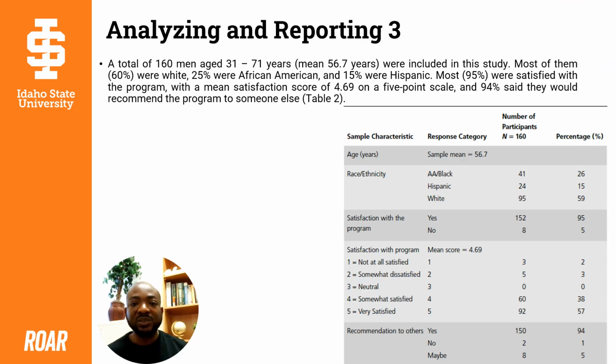And this second table shows a multi-variable table format for presenting quantitative data. And this can be reported by saying a total of 160 men aged 31 to 71 years, mean 57.7 years, were included in this study. Most of them, 60%, were white, 25% were African American, and 15% were Hispanic. Most, and that's 95%, were satisfied with the program, with a mean satisfaction score of 4.69 on a 5-point scale, and 94% said they would recommend the program to someone else. And then you conclude by making reference to the table where this data is fully displayed. And here we write Table 2.